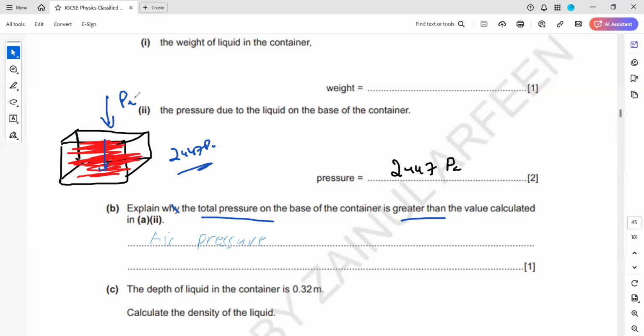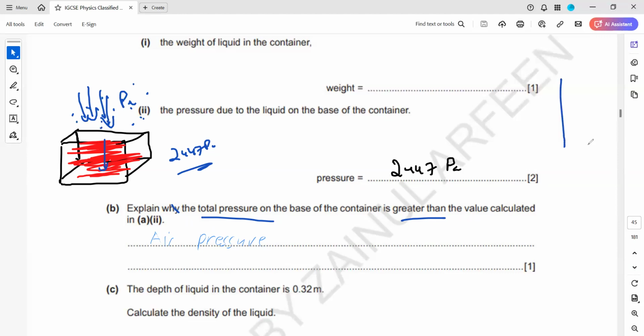The liquid is applying a pressure. Why? Because gravity gives it weight, and because of the weight, it exerts a pressure. There is also air on the top of this liquid. That air is also exerting a pressure. That's why the total pressure will be higher than what we calculated.